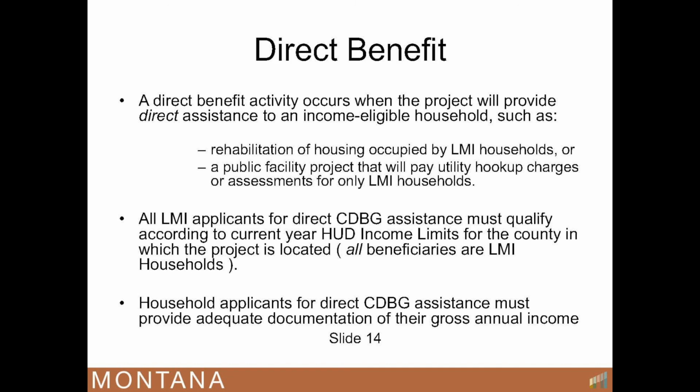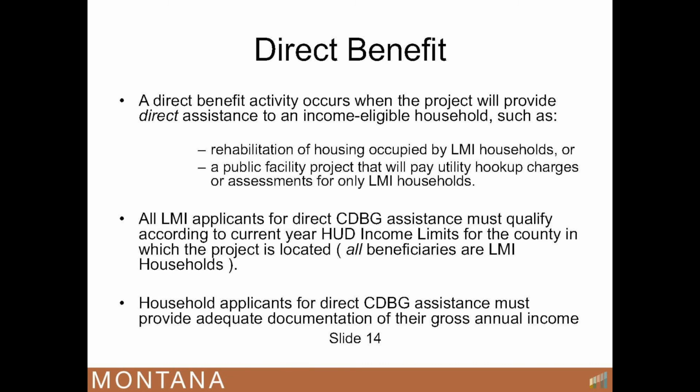All right, on slide 14, the third and final method whereby projects can be demonstrated to show a benefit to low and moderate income is through use of the direct benefit concept. Now, a direct benefit activity occurs when the project will provide direct assistance, through the use of CDBG funds to an income-eligible household, such as rehabilitation of housing occupied by LMI households, or a public facility project that will pay utility hookup charges or assessments for only LMI households.